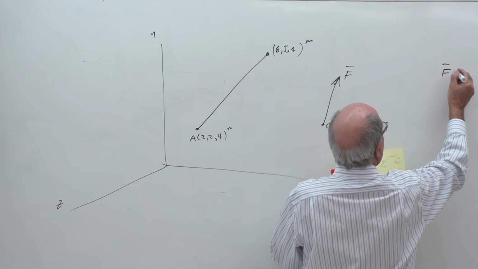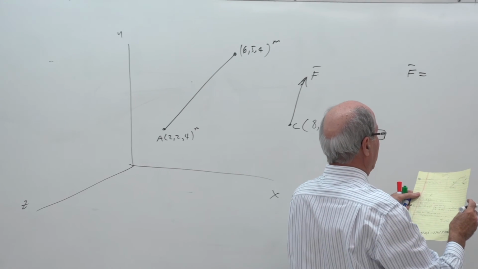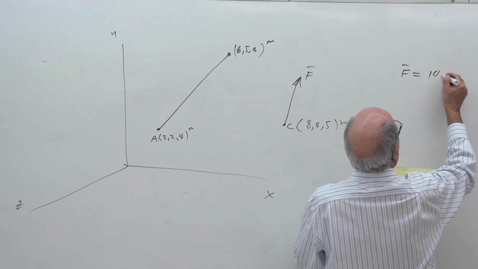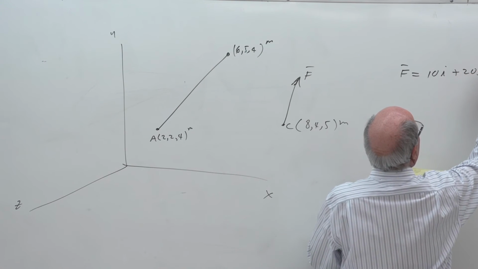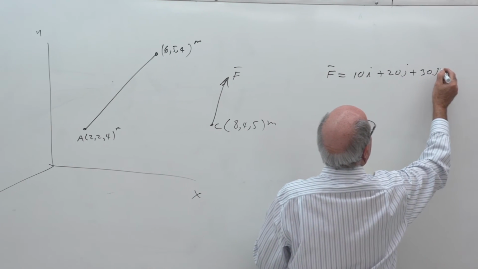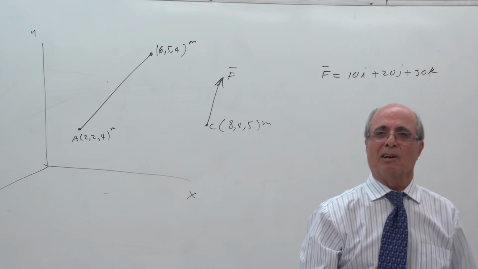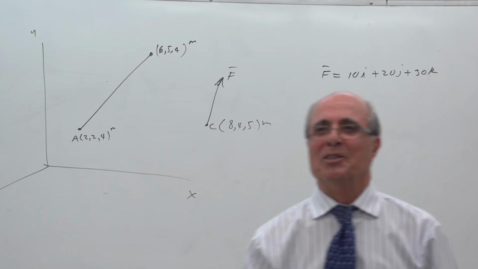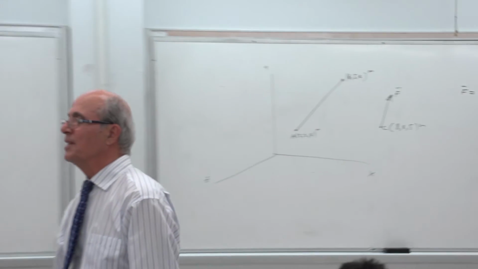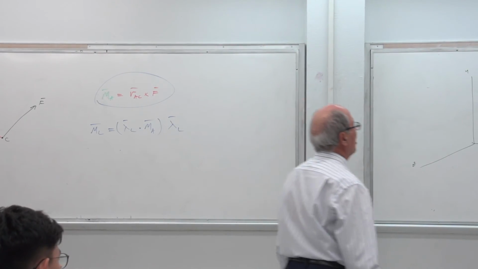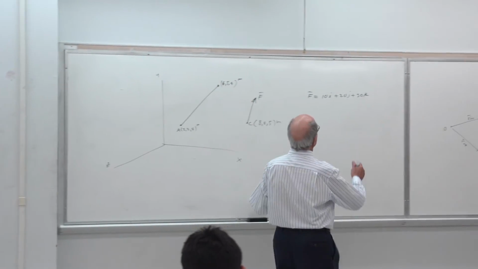The force vector F is given, and I just made it very simple: 10i plus 20j plus 30k. As you notice, I'm sitting in my room and making up this problem for you guys. The numbers don't matter, but the idea is important. That, of course, is in Newtons.